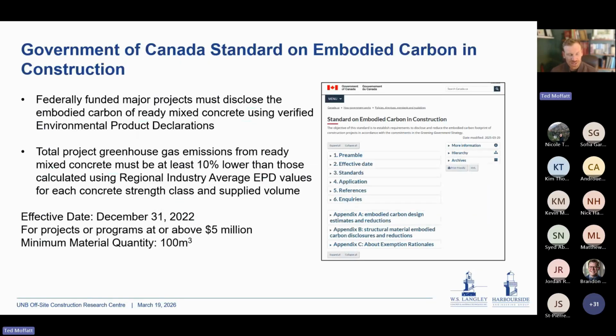Now, if we look at federal jobs effective as of December 31st, 2002 that have a value greater or equal than 5 mil and supply a minimum of 100 cubic meters of concrete, they must achieve a global warming potential reduction of 10% compared to the regional industry baseline. The regional industry baseline obviously being the region in which the project occurs. And if you've worked on a federal job, they essentially provide you a table or an Excel file that allows you to calculate total emissions to ensure that you achieve this 10% reduction.